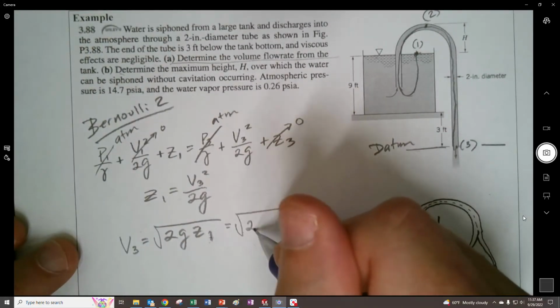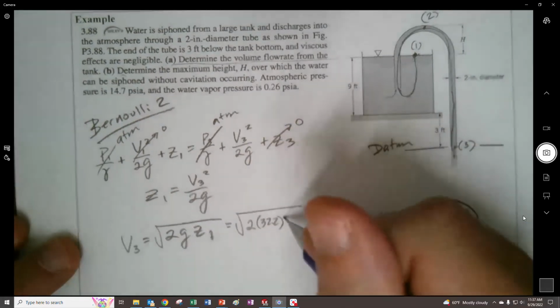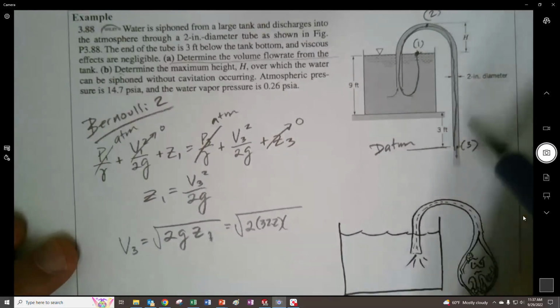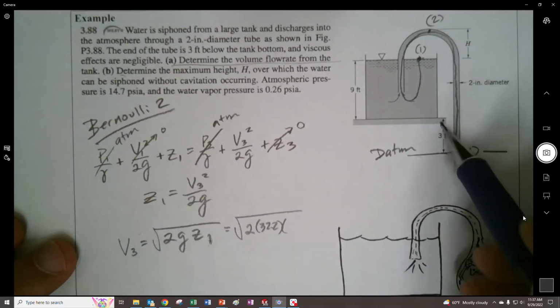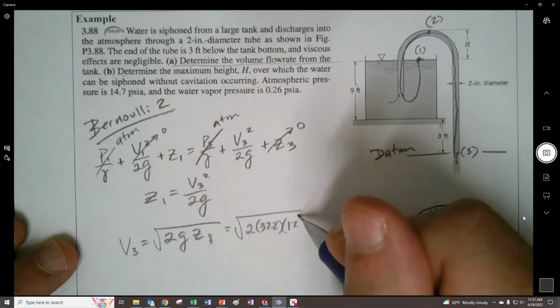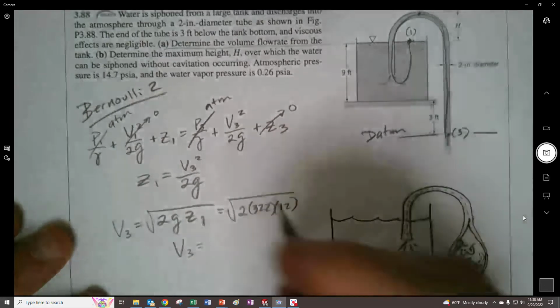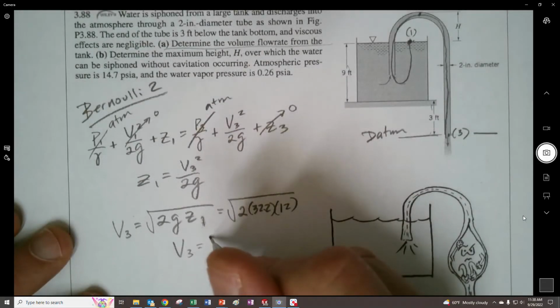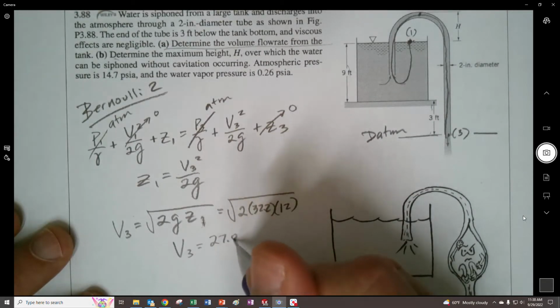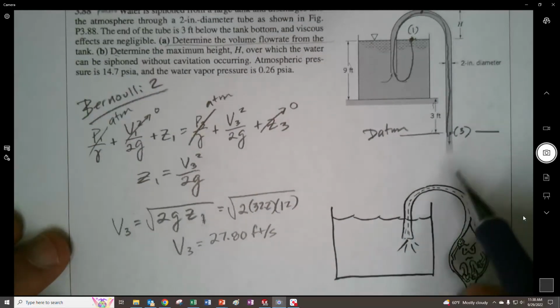So what we have is 2 times 32.2. We are using US units, yes. And that Z is going to be 3 plus 9. I could do that in my head. That's 12, right? So V3 is going to be equal to 27.80 feet per second.